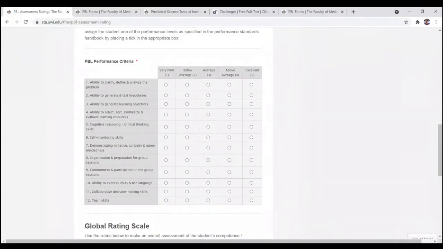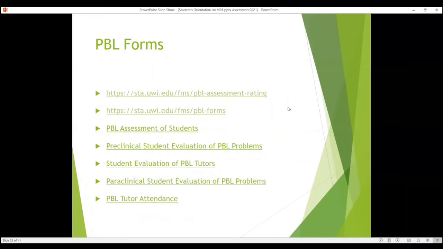So these are the different forms we will be using to assess you. When you go here, I will show you the different forms listed for the purpose of assessment of the PBL. Now, I'm going here. One is the PBL assessment of the students, and the rest are the PBL assessment of the PBL problems, students' assessment of the PBL tutors, students' evaluation of the PBL problem, and PBL tutor attendance.